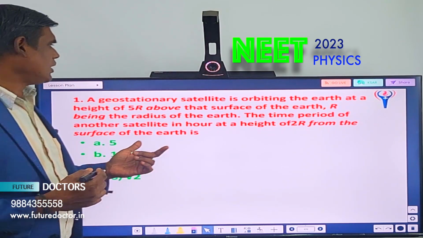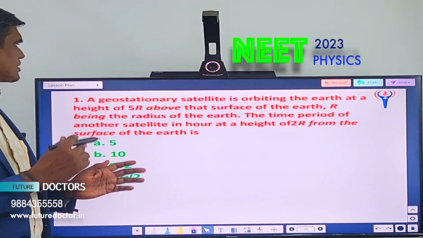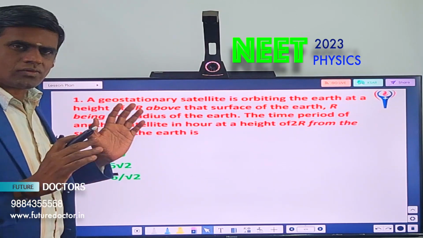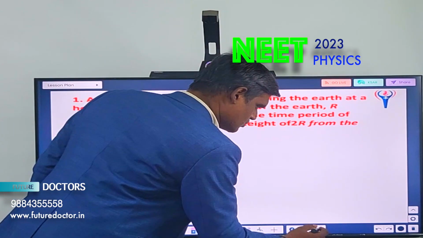And here you should know the formula for time period of a satellite, the relation between the time period and radius, that is Kepler's third law. By using Kepler's third law, you can find the solution for this question. Let's move to question number 2.